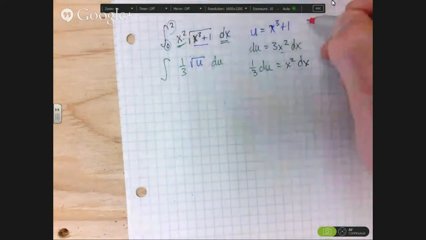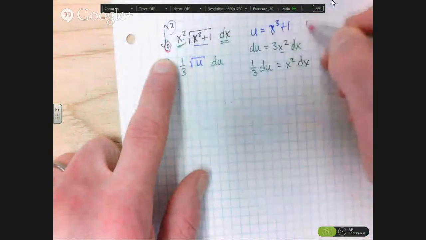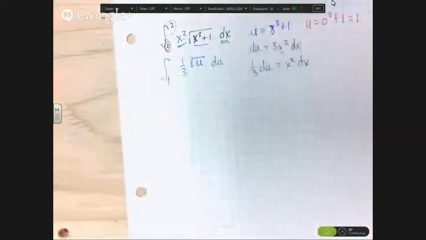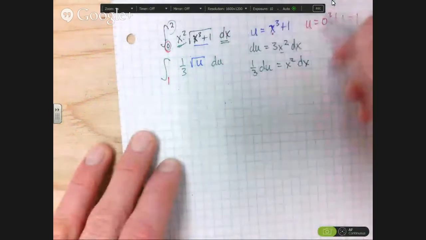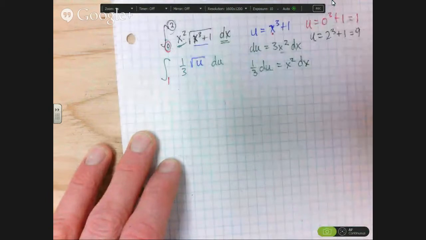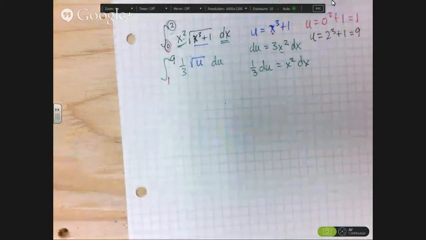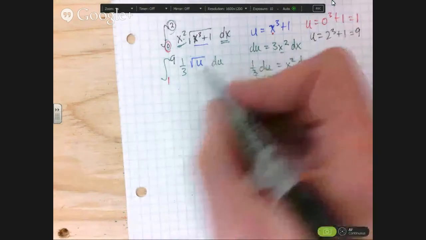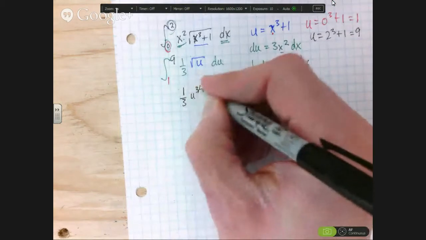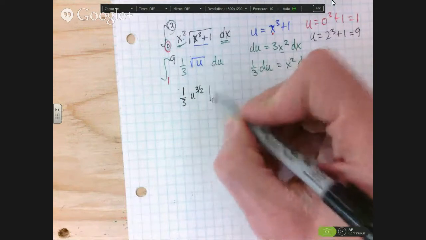So if x is 0, u is 1. And if I put 2 in now, you get 9. All right, so I've just changed it completely to terms of u, and the math will just fall out. So I end up with an integral that is 1 third u to the 1 half, remember, evaluated from 1 to 9.